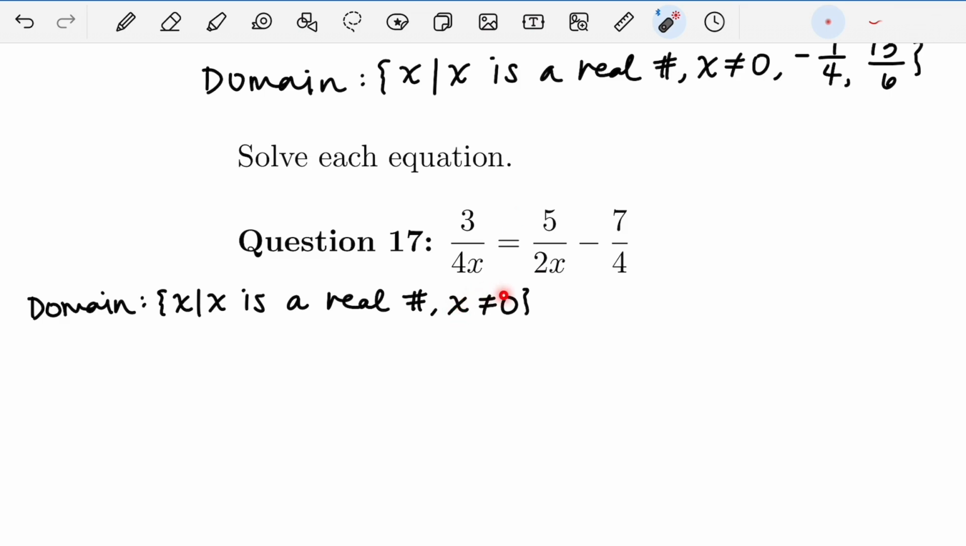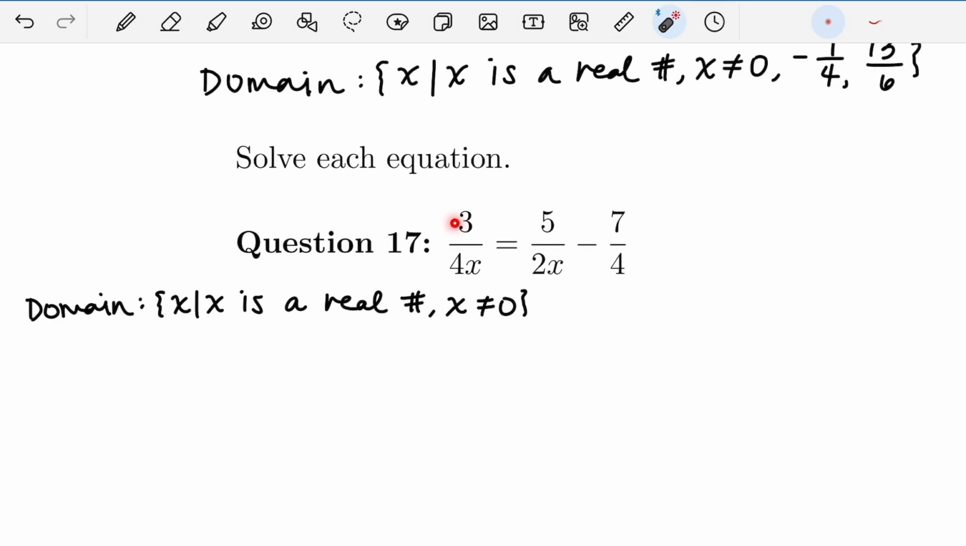We just want to put that there so that whenever we get the solution to this, we need to make sure that it is in fact in our domain and that it is in fact a solution. If it's not in our domain, then it won't be a solution. Now from here, we can start simplifying this to solve for x.